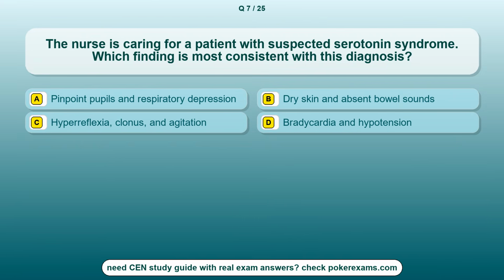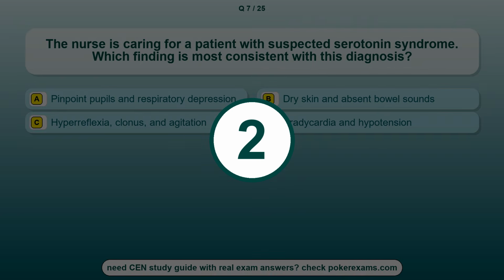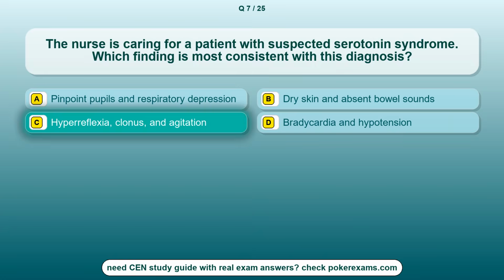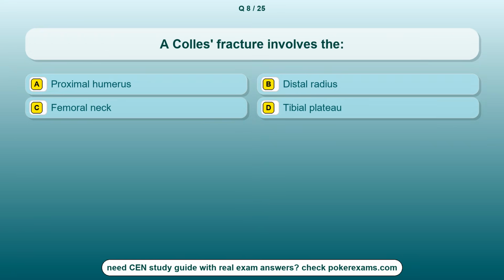Question 7. The nurse is caring for a patient with suspected serotonin syndrome. Which finding is most consistent with this diagnosis? Option A. Pinpoint pupils and respiratory depression. Option B. Dry skin and absent bowel sounds. Option C. Hyperreflexia, clonus, and agitation. Option D. Bradycardia and hypotension. The correct answer is option C. Hyperreflexia, clonus, and agitation.